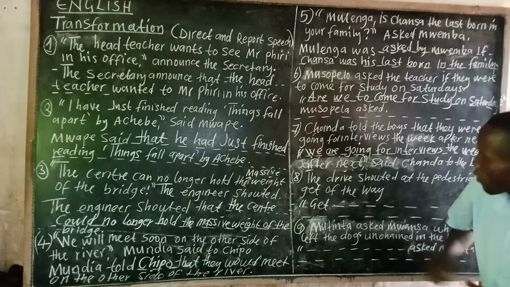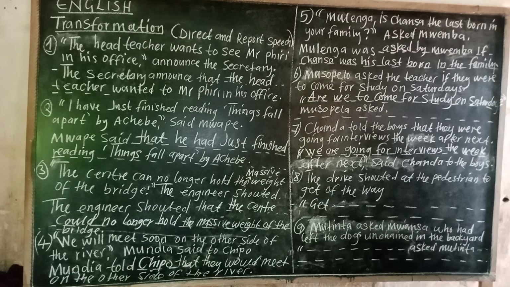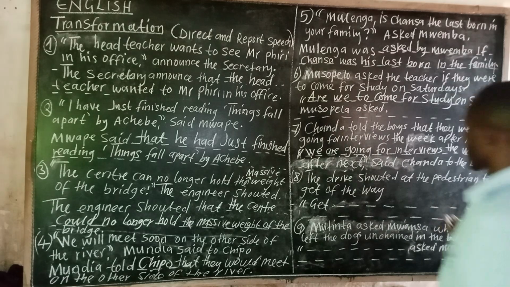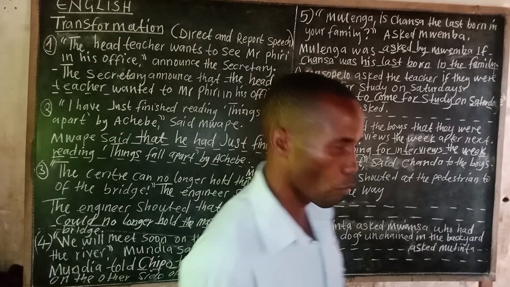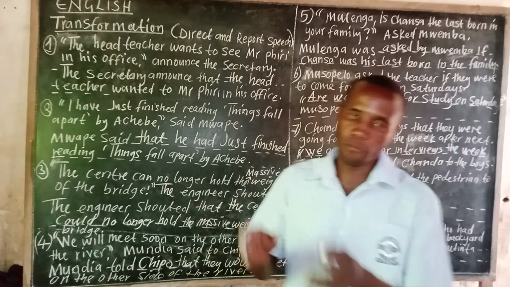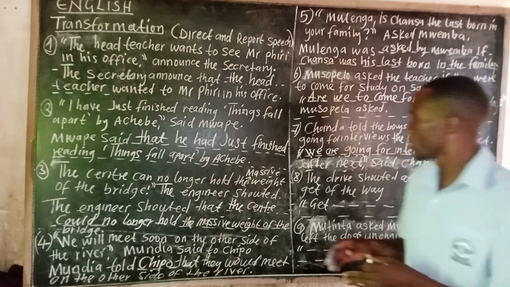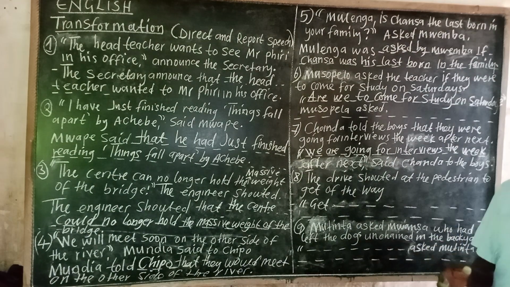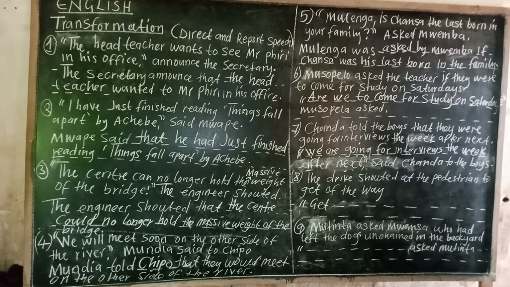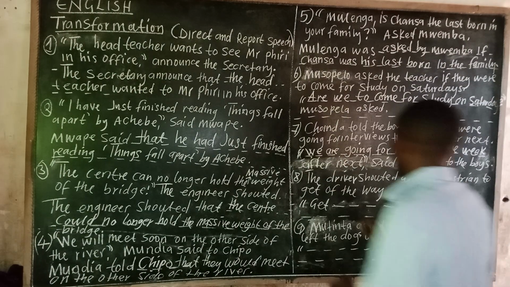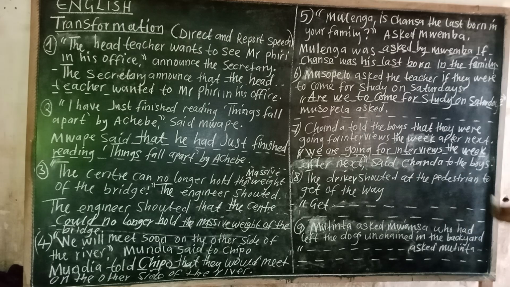Then we get to question number 8. The driver shouted at the pedestrian to get out of the way. Pedestrians are those people who move along the road on foot. So this driver shouted at the pedestrian to get out of the way.